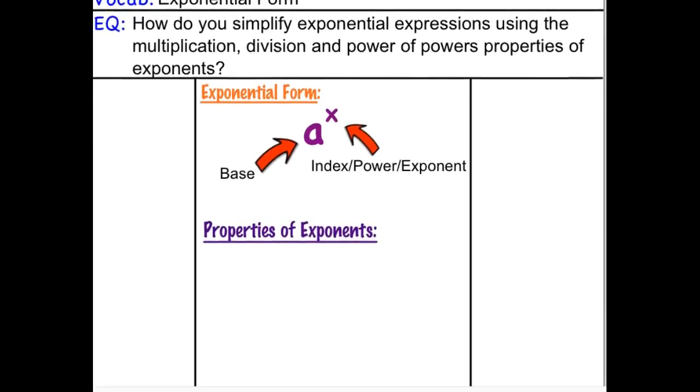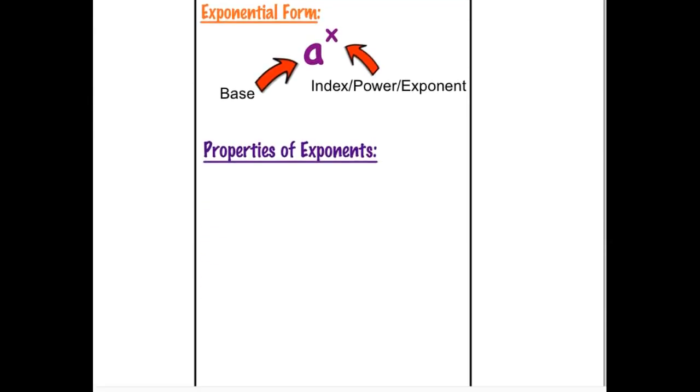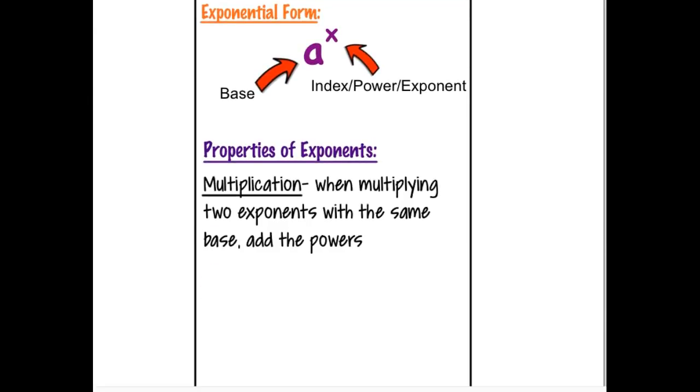And now we go on to the properties of exponents. And all that says is that when we multiply two exponents with the same base, you add the powers. So for the example, you get a to the m times a to the n equals a to the m plus n.